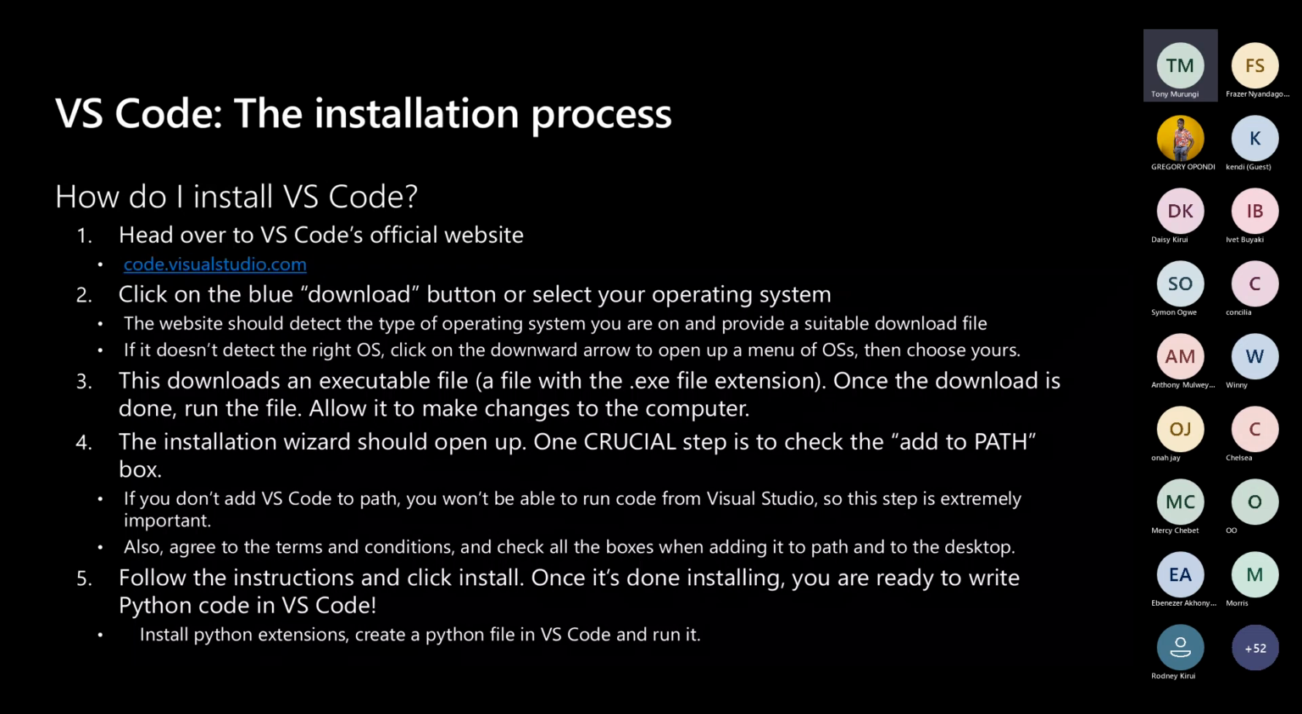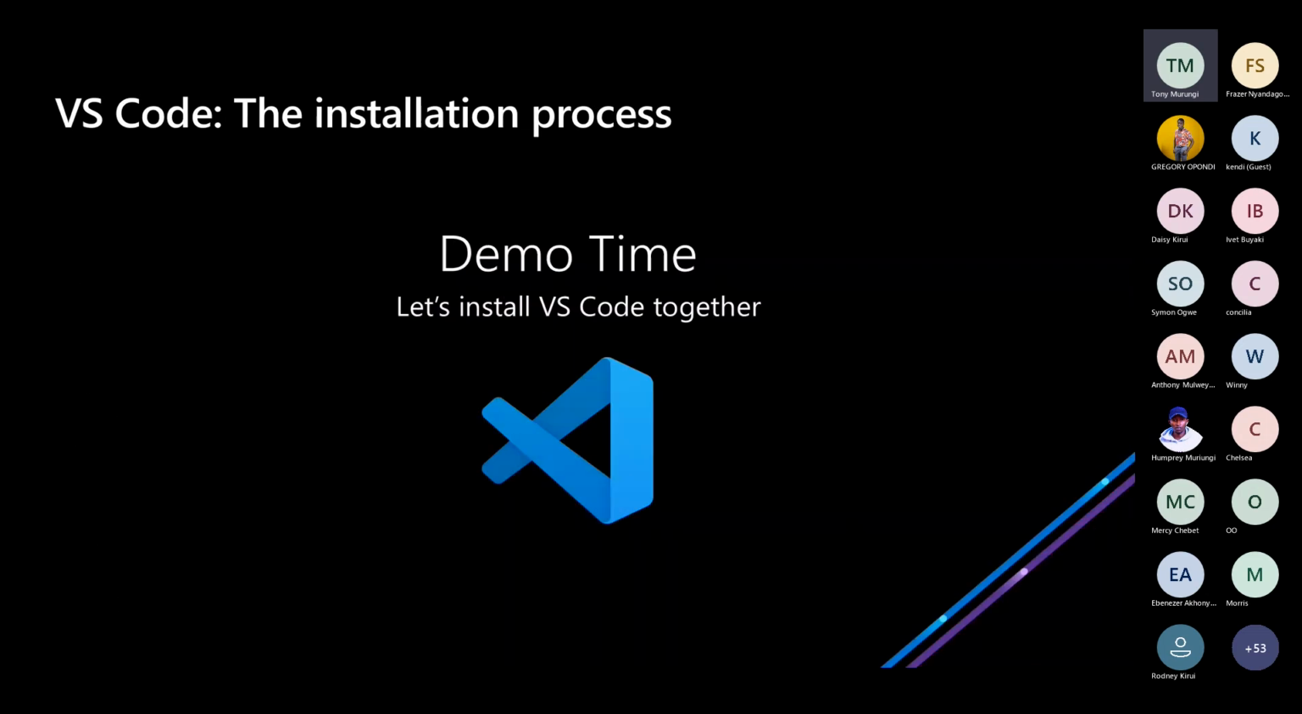You'll notice that the installations have similar steps. Then it's going to start up the installation wizard again. And the same important step is there. Do not miss to add it to path. Then you also have to agree to the terms and conditions. Finally, VS Code should be installed and we'll be able to run our Python code in VS Code. So let's see how this is done.